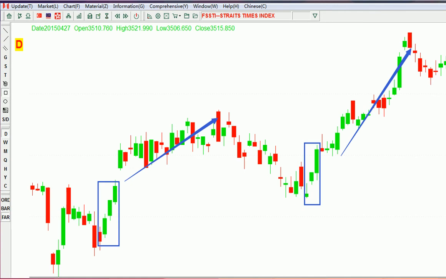1, 2, 3. 1, 2, 3. The three white soldiers. Then the price can continue to go up. Then this one, 1, 2, 3. The price continues to go up. So this is the three white soldiers.